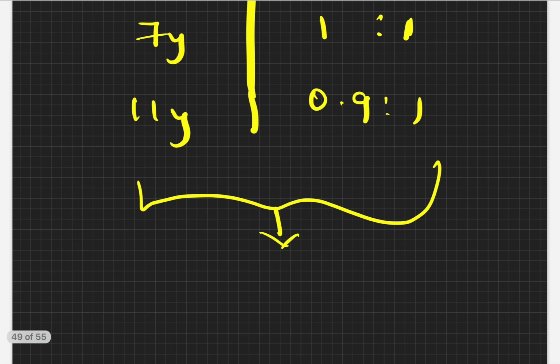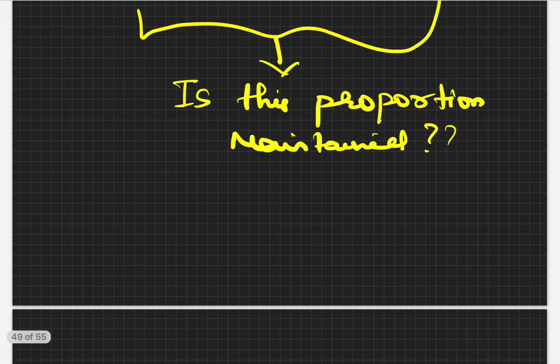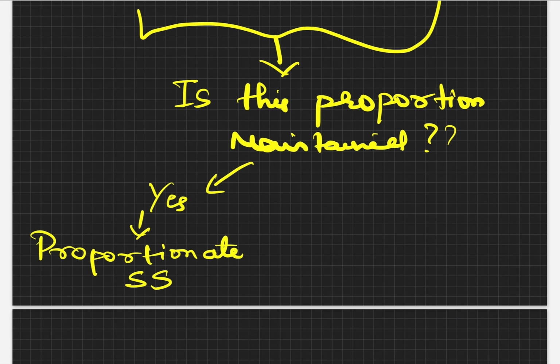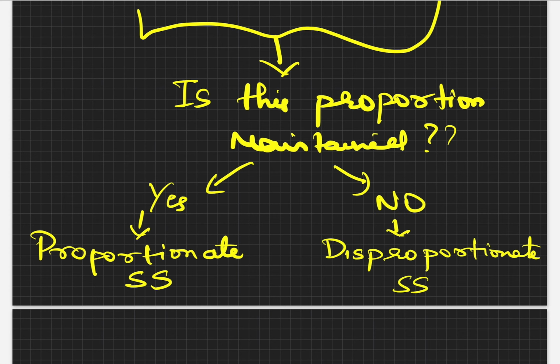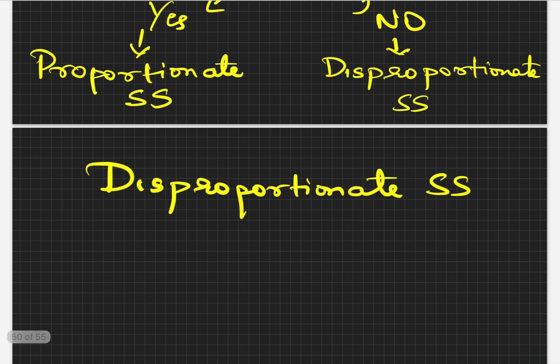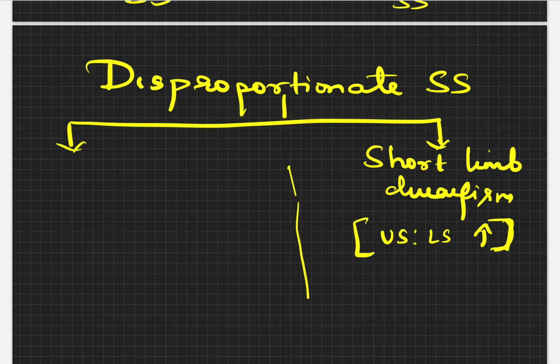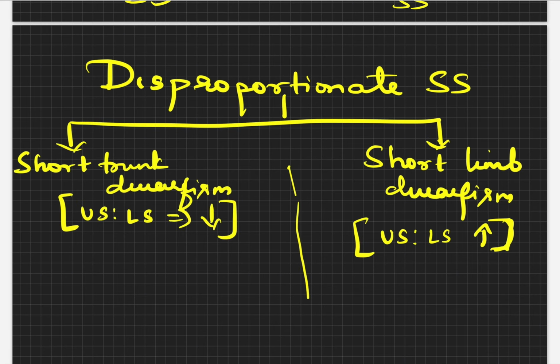We should check upper segment and lower segment in short stature. If this proportion is maintained, we call it proportionate short stature. If this proportion is not maintained, we call it disproportionate short stature. Again, we divide disproportionate short stature into short limb dwarfism or short trunk dwarfism.